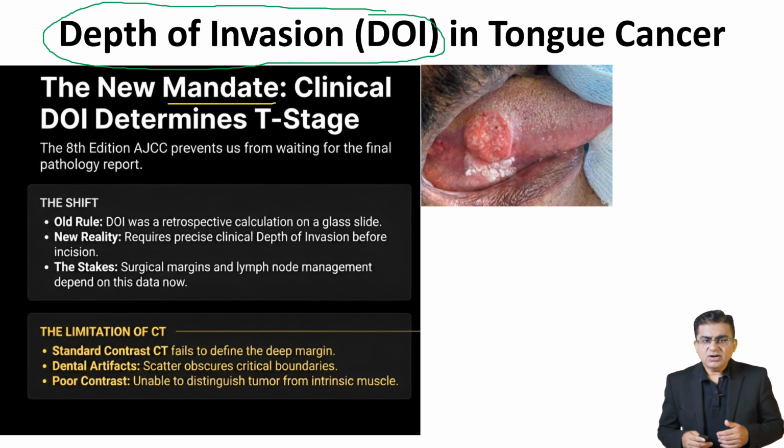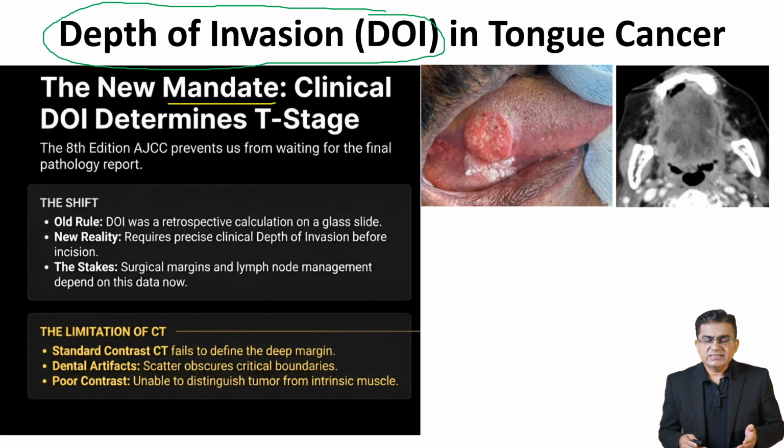Now, residents often ask me, sir, why can't I just order a standard contrast CT? The big limitation with CT scan is that they frequently fail to clearly define that crucial deep margin. Why? Frankly speaking, a CT scan simply has very poor soft tissue contrast in this area. Also, often dental artifacts heavily scatter the image. And I showed you CT images of tongue cancer a few minutes ago. They look so poor for tongue cancer.